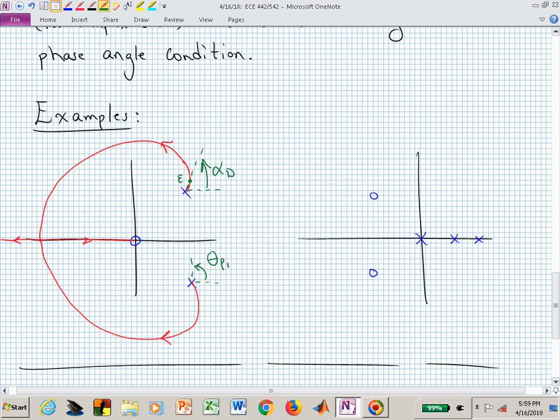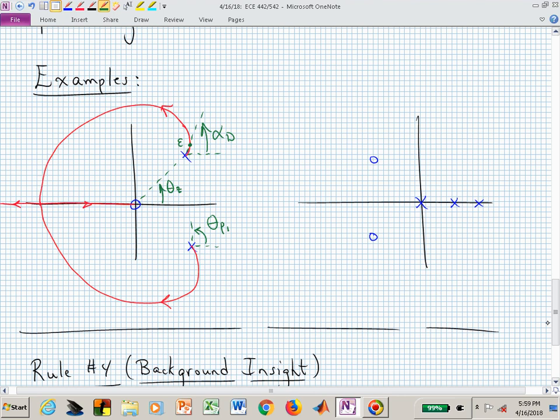If we're still an epsilon distance away from that pole, we can immediately calculate the angle from that zero to that epsilon location. It's basically from the zero up to that pole. In this case, maybe it's 45 degrees. That's theta sub z. Now we could use the phase angle condition and do what? From the phase angle condition, we would say, oh, theta sub z, how would we continue?